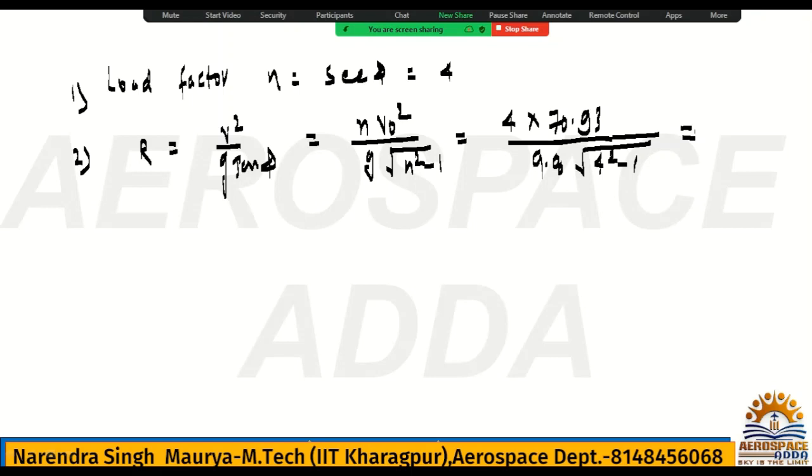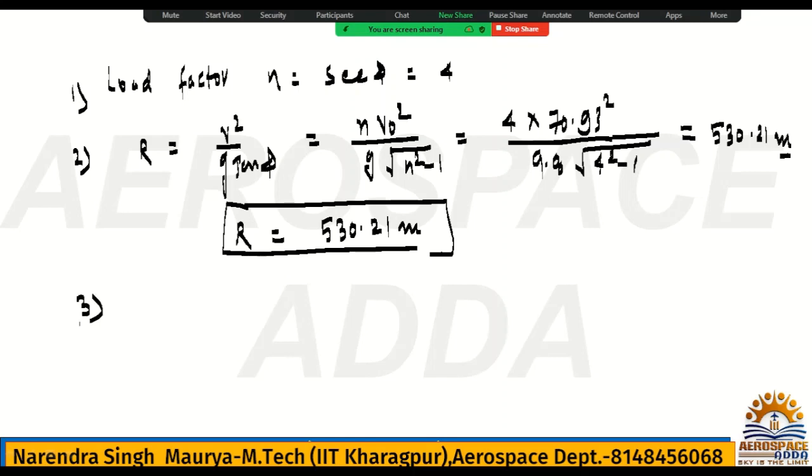With V naught as 70.9, I'm getting 530.21. This is the radius of turn. So R is in meters.